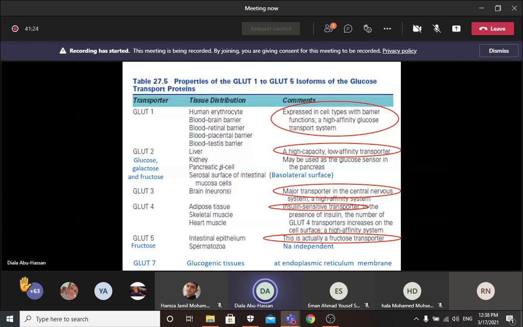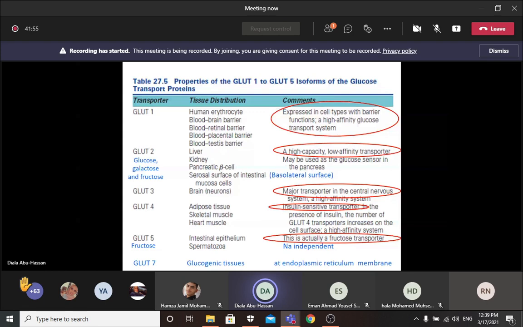So for example, GLUT number 1 has a high affinity to glucose, and it's associated usually with the cells that act as barriers. There are different barriers like the blood-brain barrier, the blood-placental barrier, the blood-retinal barrier, and the blood-testis barrier. So this type of transporter is specifically found in these tissues and these cells.